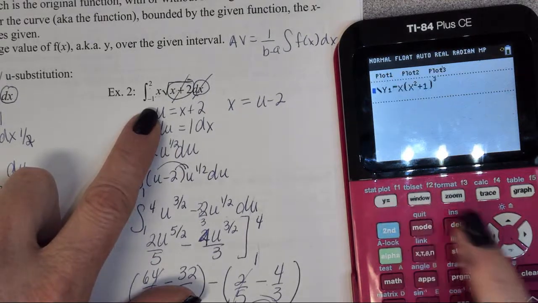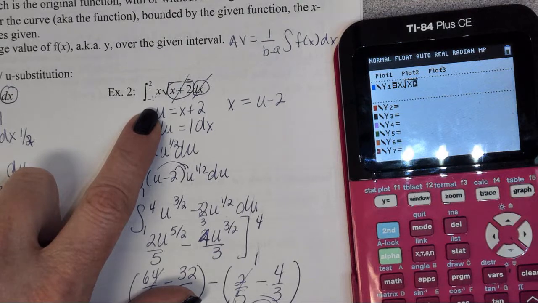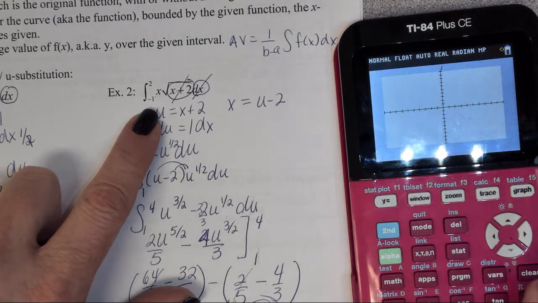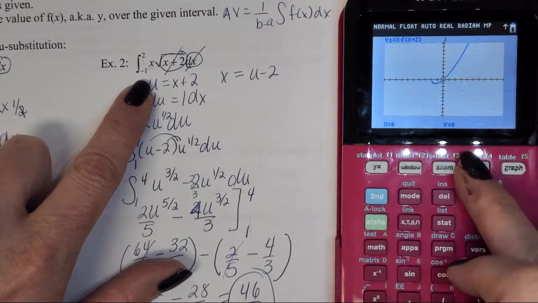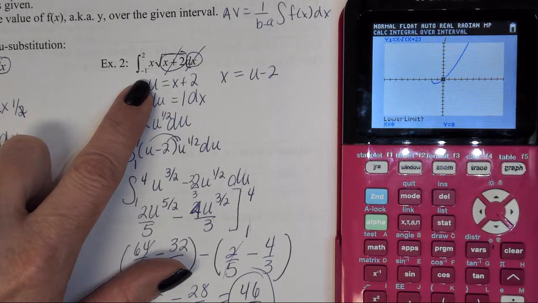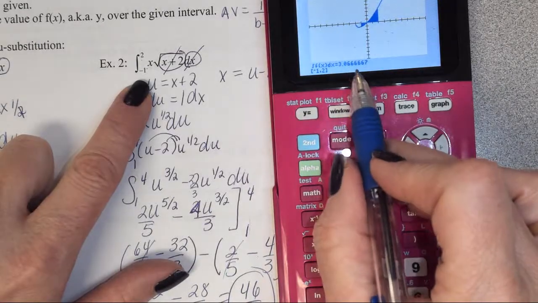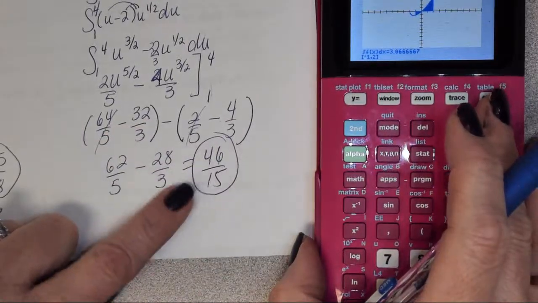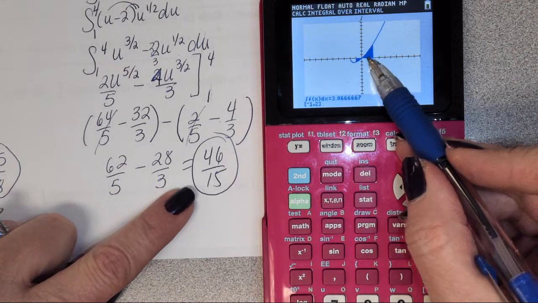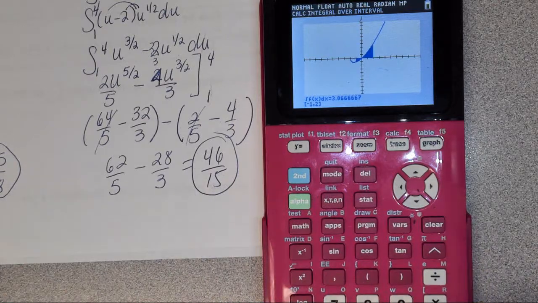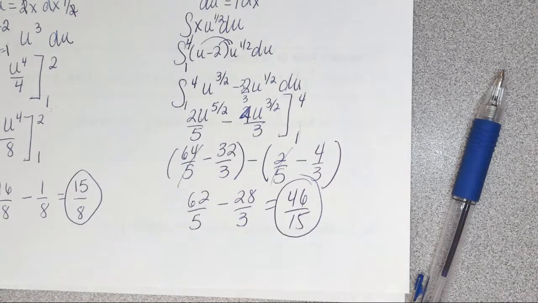Let's say I finish early on my quiz. I'm going to go back here and check this just to be sure. Watch. So I'm just going to make sure that that answer was right. I'm going to do second trace, calculate that integral from negative 1 to 2, and it gives me 3.066. So I know that my answer was correct. Okay? Remember, this part is actually a negative area because it's under the curve, and that's positive, but overall, that's what the area is that we're talking about.